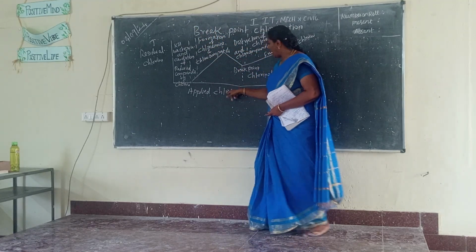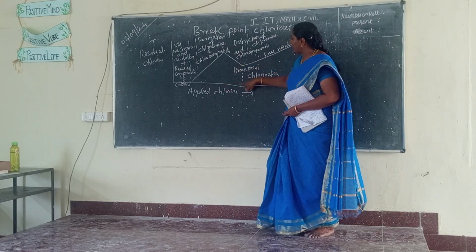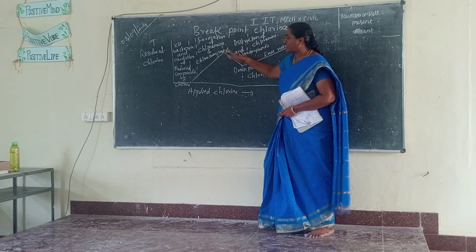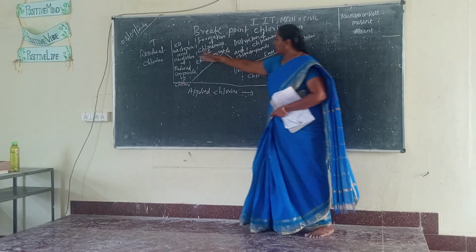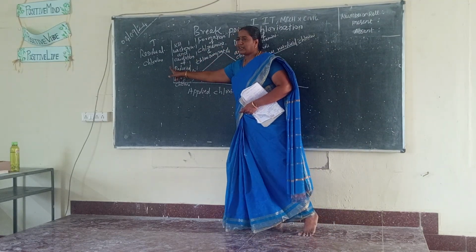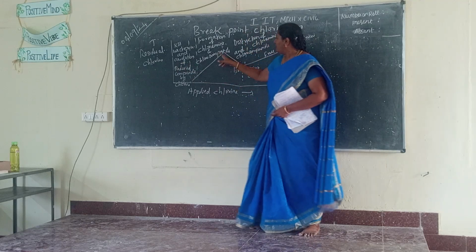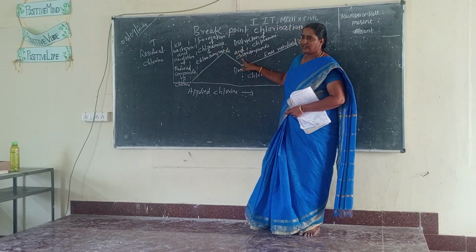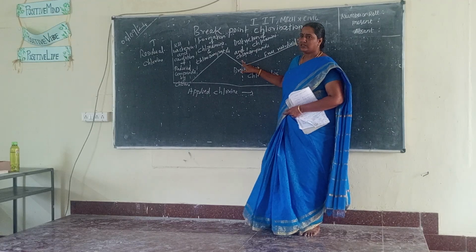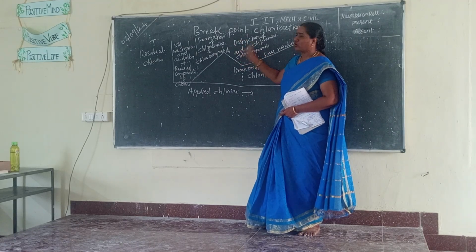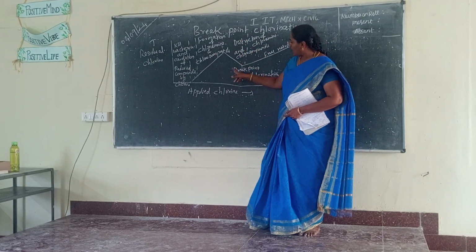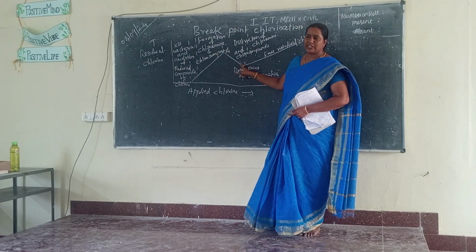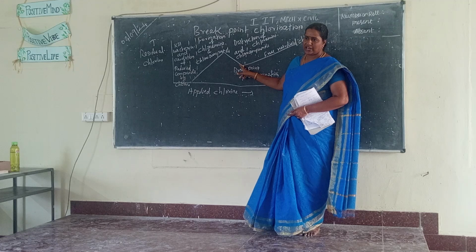When the applied chlorine increases, the residual chlorine decreases. That is the third segment, because of the destruction of chloramine and chlorocompounds. So the minimal point is called breakpoint chlorination. This point is called breakpoint chlorination.